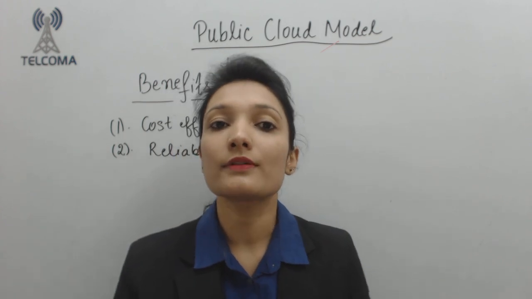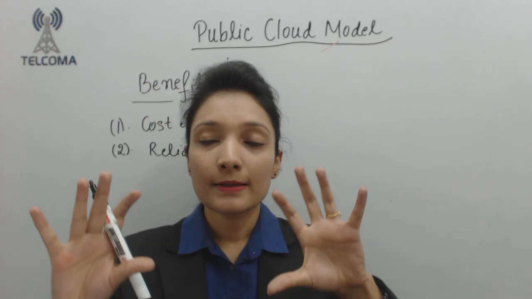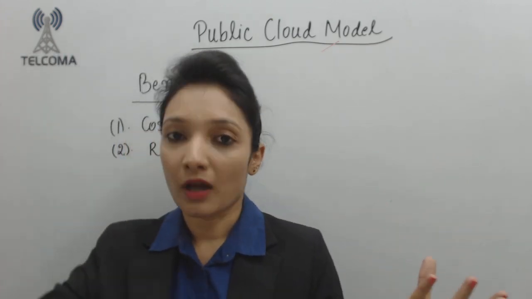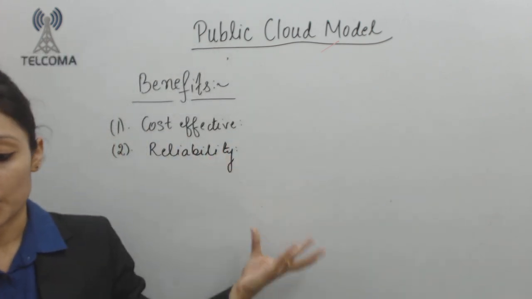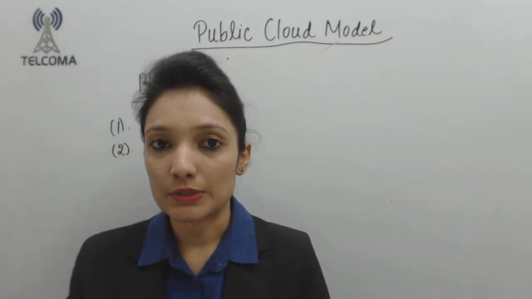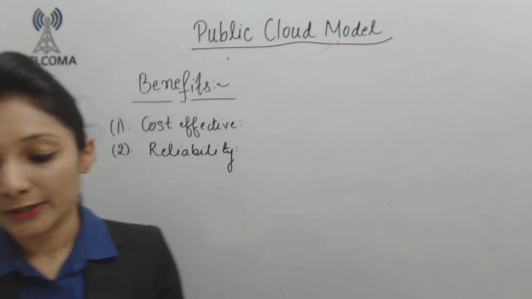So if any particular resource fails at one location, it is an advantage that it can be accessed from some other location. That means we always have a backup for the various resources here. So the public cloud can access those resources. This is how the public cloud is also offering reliability.